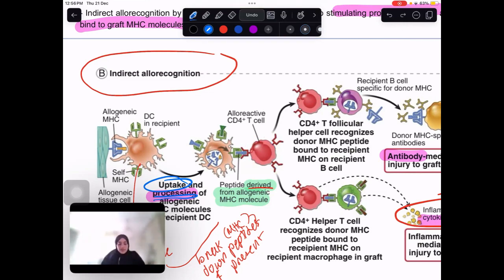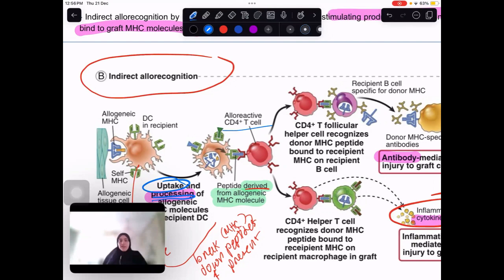The T cell always binds to the MHC and the antigen. It will recognize that the MHC is mine, because it's from my own DCs, right? But then when it looks at the peptide, it recognizes that this antigen is not mine. It's not self-antigen. It's allogenic antigen. So now it will also be activated, because the antigen is not mine. But in this case, the CD4 cells are being activated. Do you understand the difference?